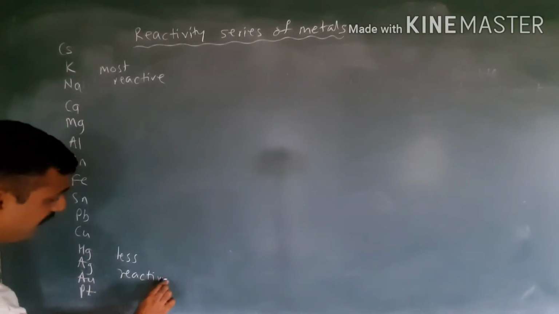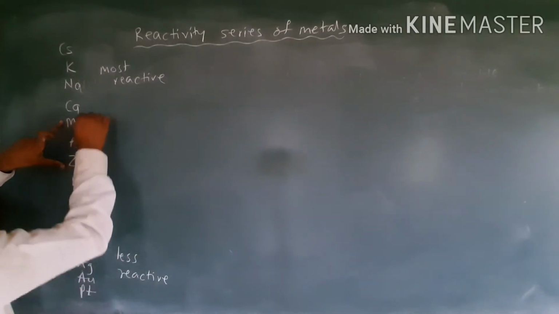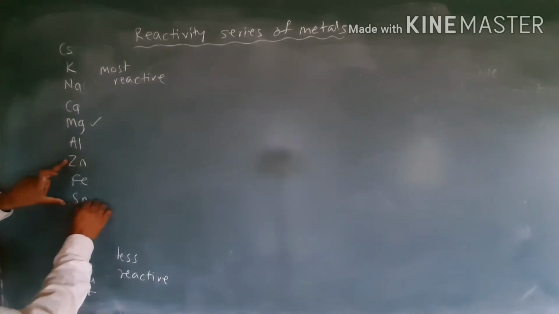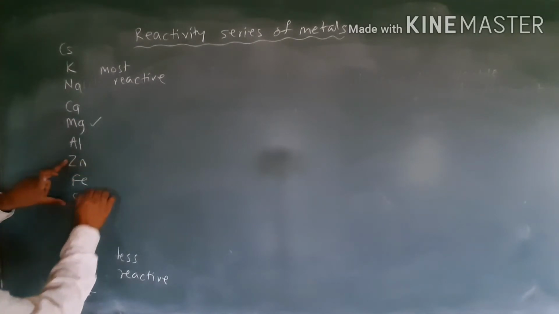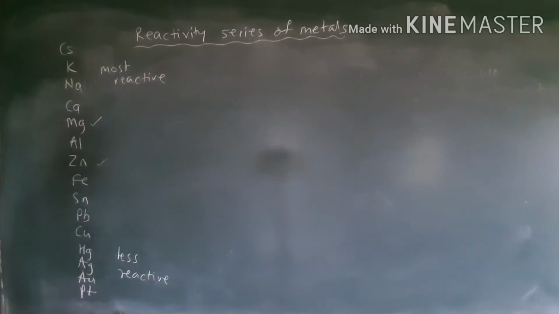If I ask, out of magnesium and zinc, which is more reactive? As magnesium is above zinc, magnesium is more reactive. But when I ask, out of zinc and tin, which is more reactive? As compared to tin, zinc is above tin. That's why zinc is more reactive in this case. The metal which is at the top is more reactive.